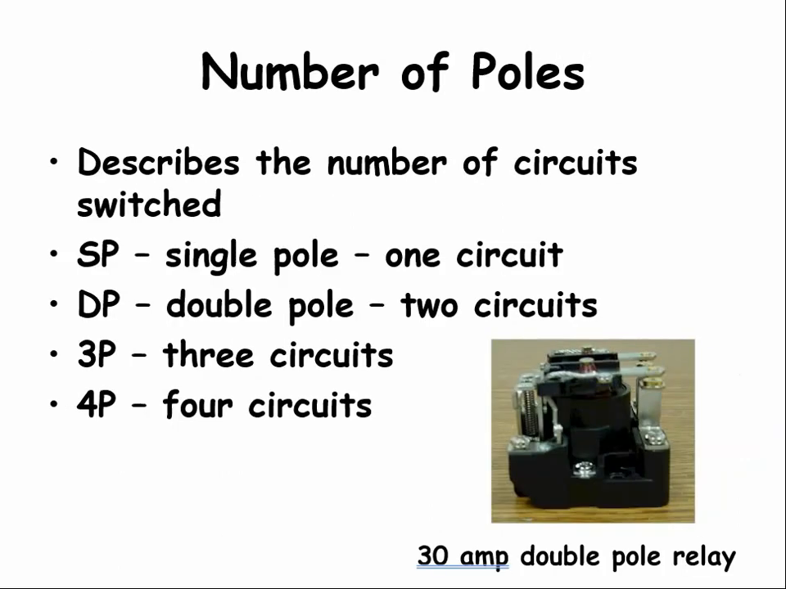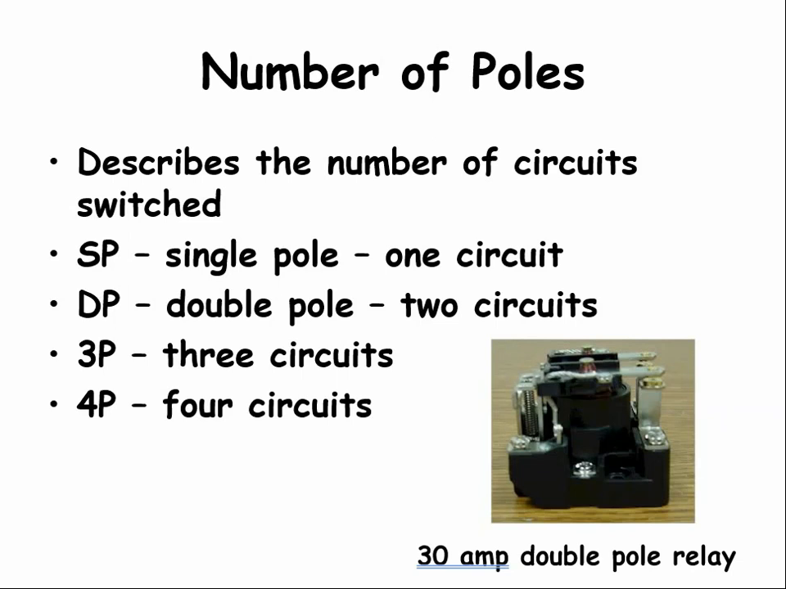The first relay specification that I will talk about is the number of poles. With relays, the number of poles describes the number of circuits switched with a single relay. One way to think about the number of circuits is to think about the number of lights or electric motors that a single switch can turn on or off.